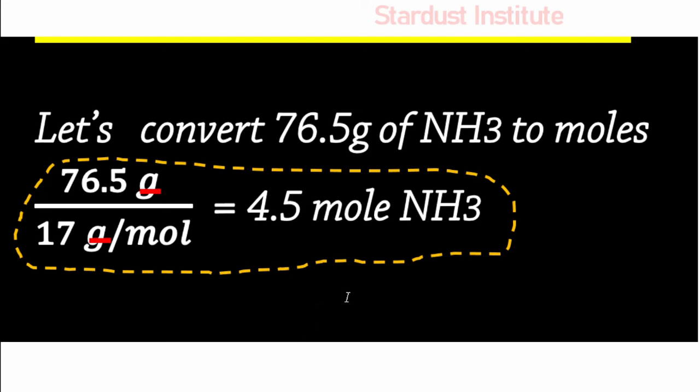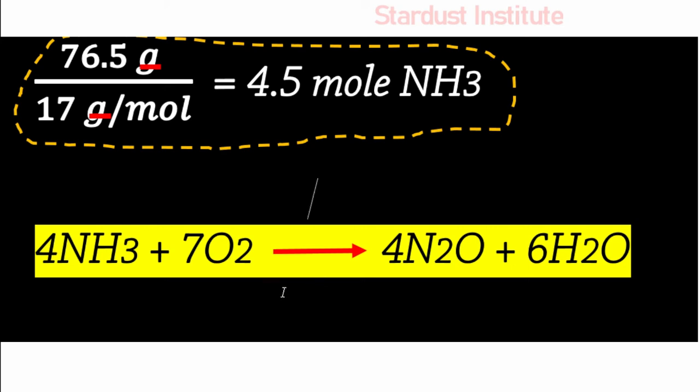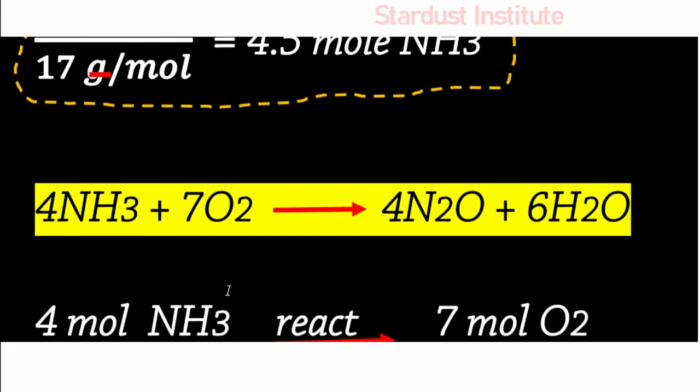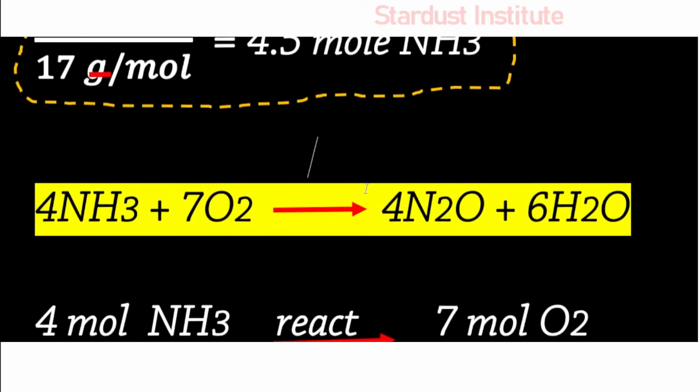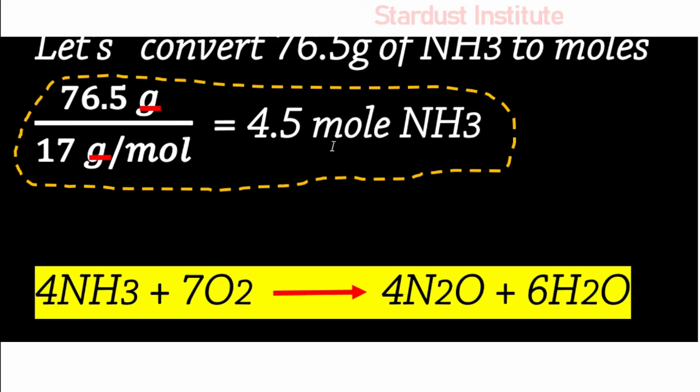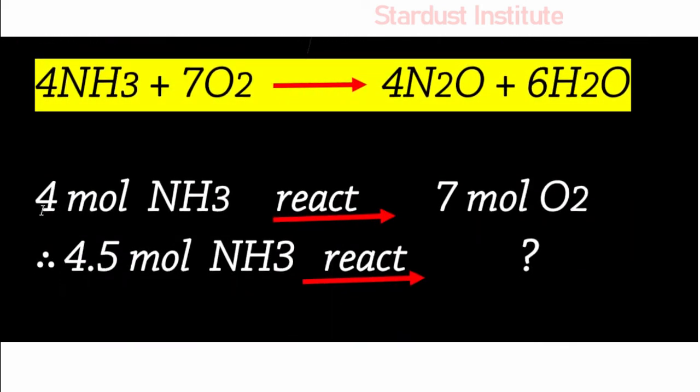But this is not our main answer. We know the balanced chemical equation. 4 moles ammonia react with 7 mole O2, then gives 4 moles N2O plus 6 moles H2O. 4 mole ammonia react with 7 mole O2. Now we have 4.5 moles ammonia.